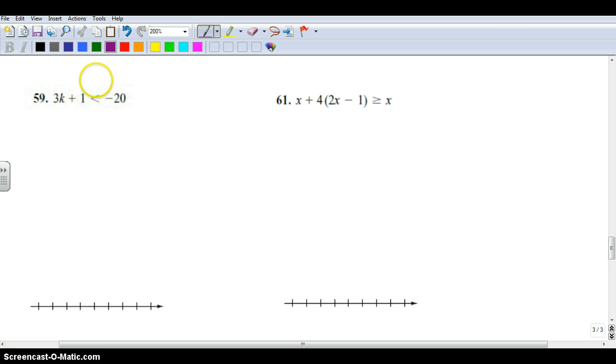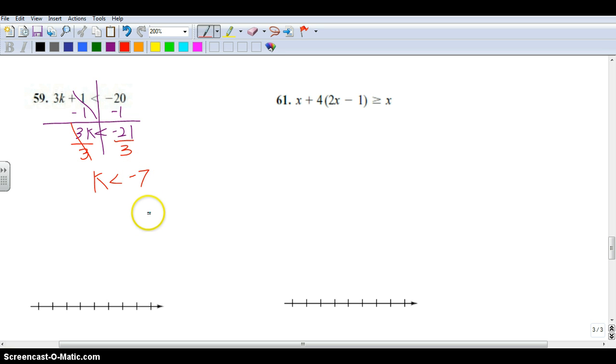All right, so here we'll draw the line. We're going to subtract 1 from both sides. That cancels out, and we get 3k is less than negative 21. Next step is to divide by 3. Divide by 3. That cancels out, and we get k is less than negative 7.